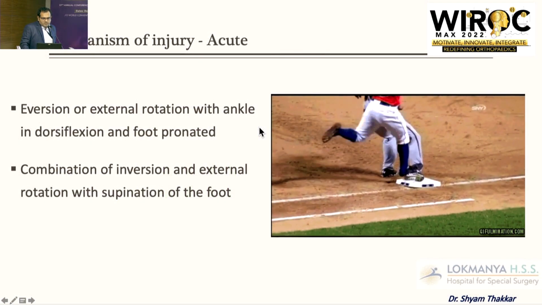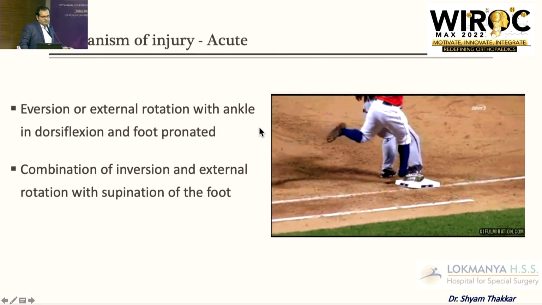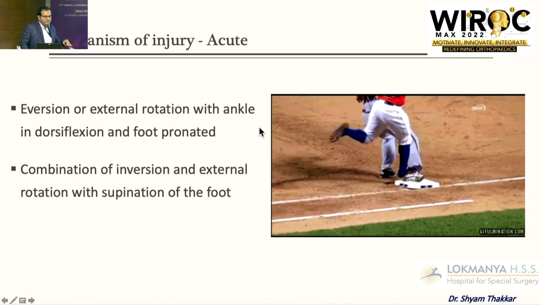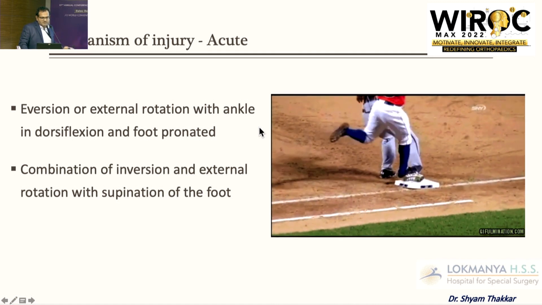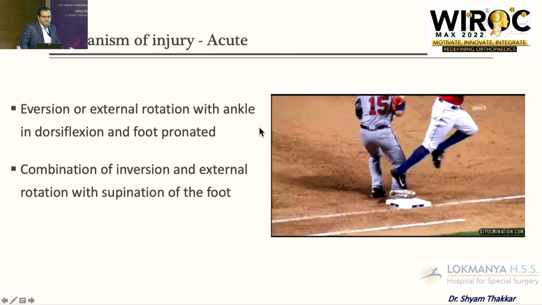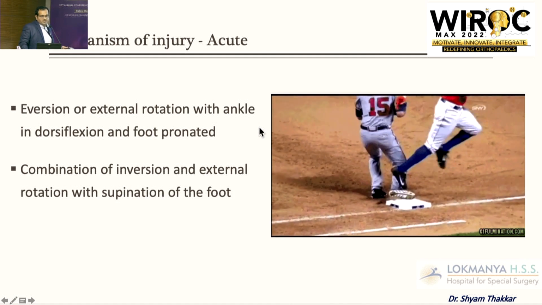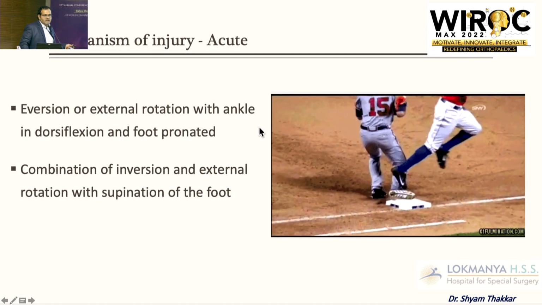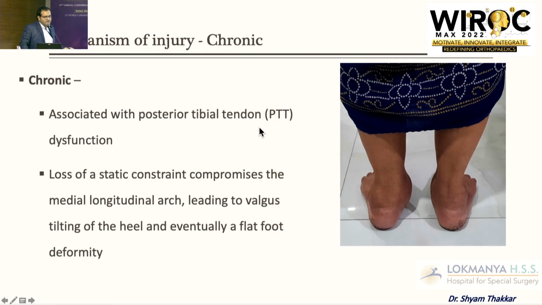So let's talk about the mechanism of the injury. Most commonly it is eversion or external rotation with dorsiflexion and the foot in pronation. Pronation of the foot is more important. So I know it's a pretty horrible injury. This commonly doesn't happen in sports in India, but yeah. Sometimes there is a combination of inversion and external rotation. So at that time, the lateral structures are also involved. Chronic cases may be associated with posterior tibial tendon dysfunction.